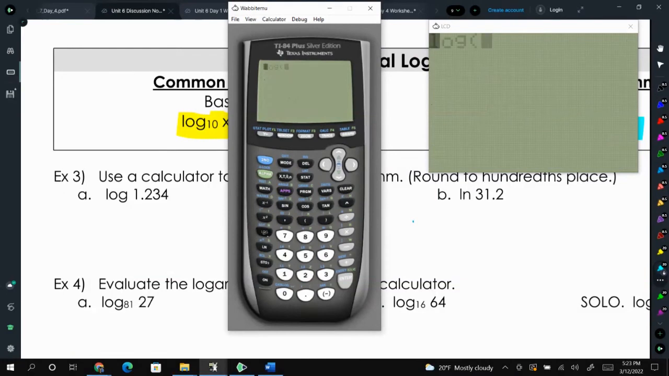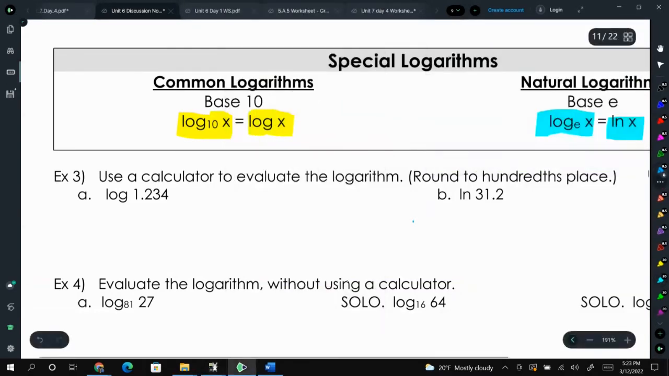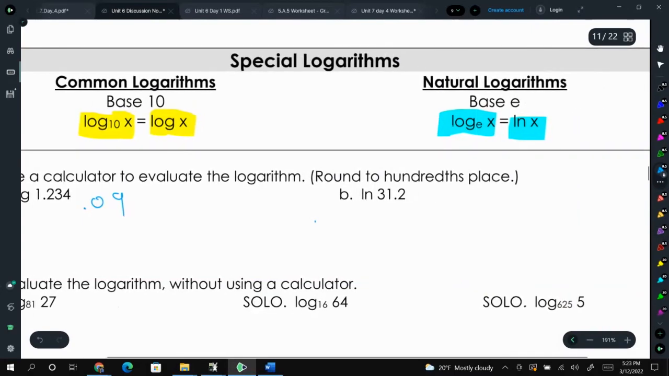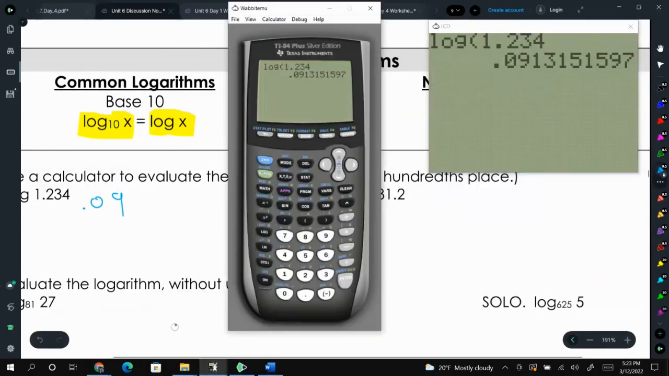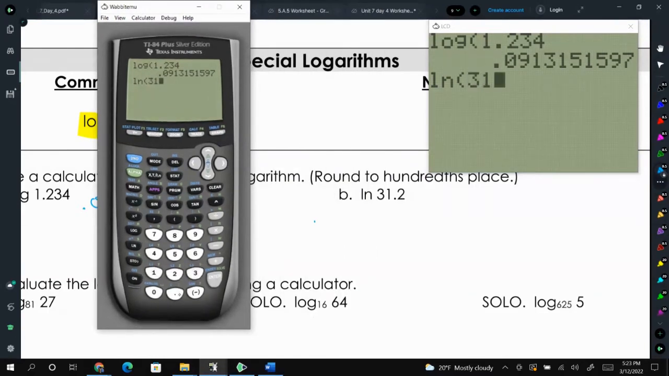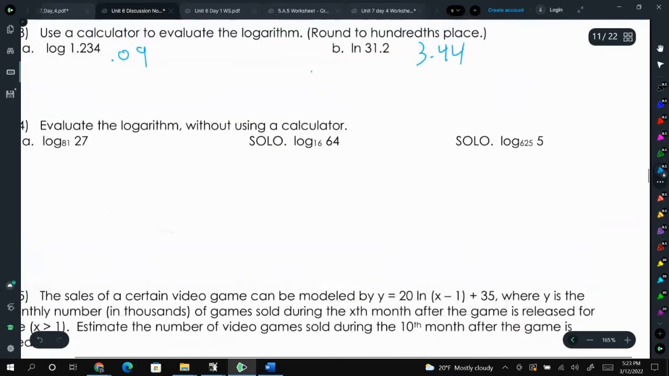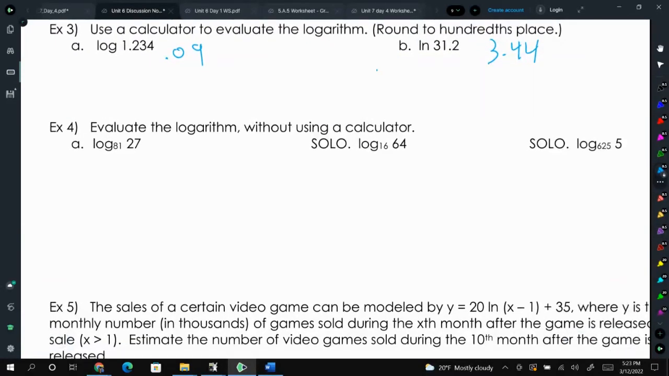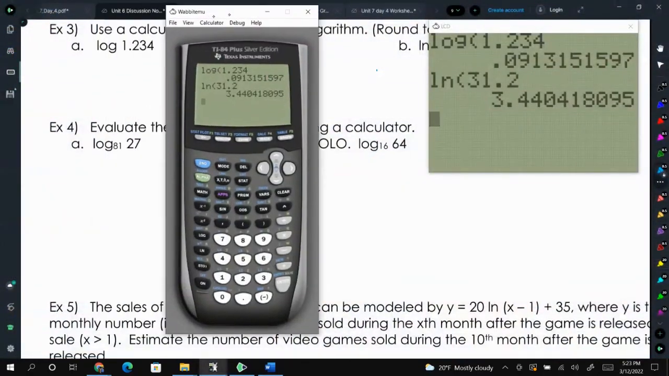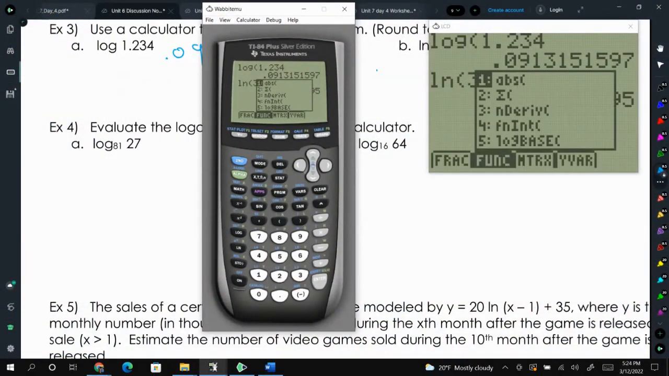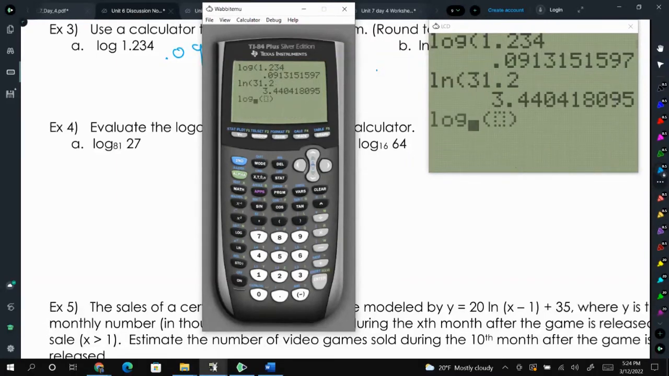So let's type these into our calculator without using the alpha menu. Because it's log base 10, we can just type in log 1.234 and we get 0.09. And then over here, let's do the natural log. So ln of 31.2, and we get 3.44. Again, it says to do these down here without a calculator, but I want you to pause the video and use the calculator to get these answers. Remember, alpha and window to get that. So pause the video, and once you're done with these, unpause it, check your answers, see if we get the same thing.